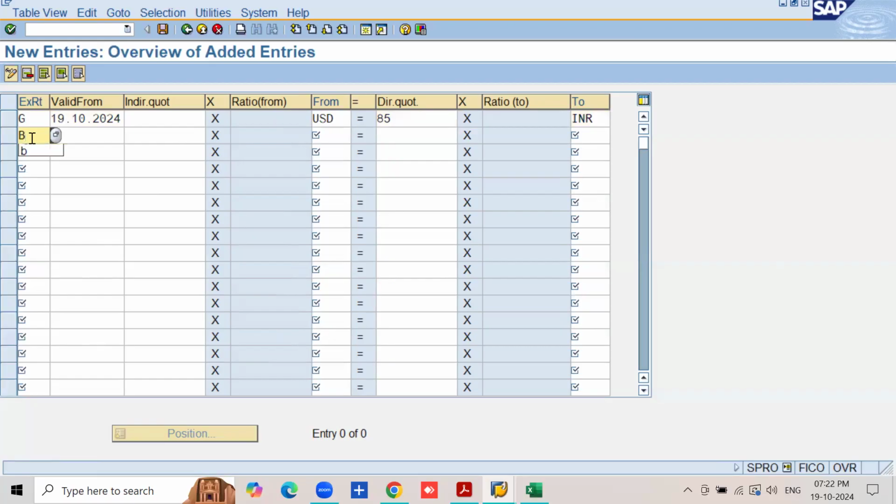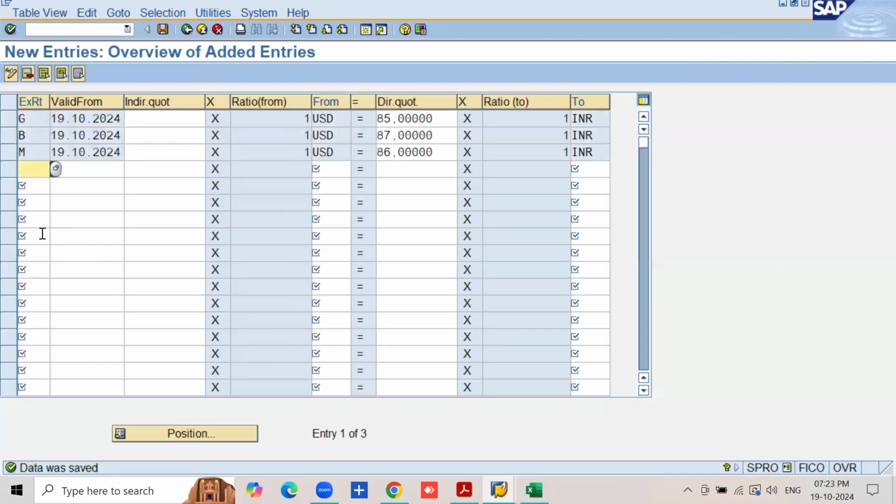Exchange rate type is equal to B. Valid from 19/10/2024. From currency US dollar. B means bank selling rate, right? Direct quotation 87 to INR. Exchange rate type is equal to M, means average rate. Valid from 19/10/2024. From USD, direct quotation 86, that is 85 plus 87 divided by 2, 86 to INR. Click on save.